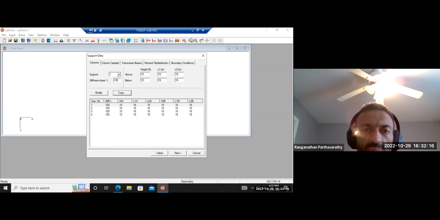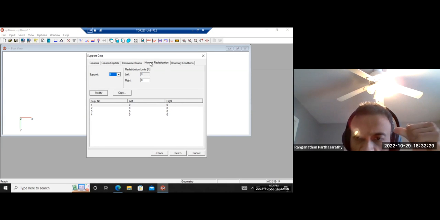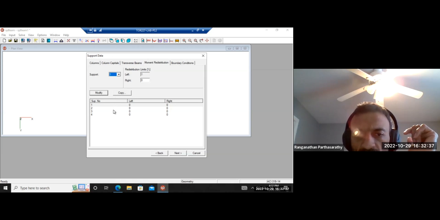Okay. Now column capital. We don't have any capital. So transverse beam we don't have. Moment distribution. Okay. So this one we will just do according to the same PDF file. The structure point people have done it only for the second and third supports. So we will also do only there.